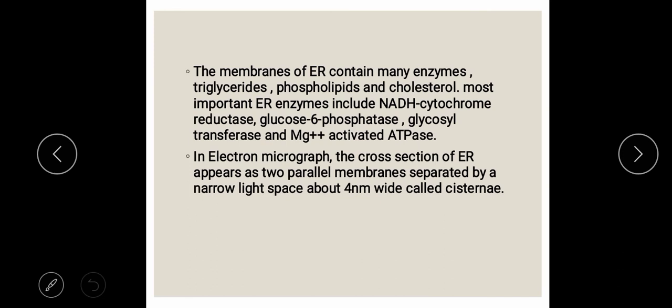In an electron micrograph, the cross section of ER appears as two parallel membranes, as we discussed before, separated by a narrow light space about 4 nanometers wide called cisternae. The role of these enzymes will be discussed in the next slides also.